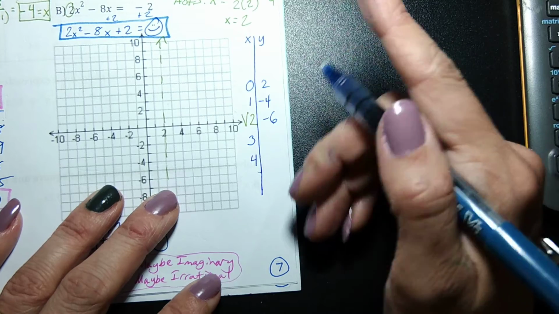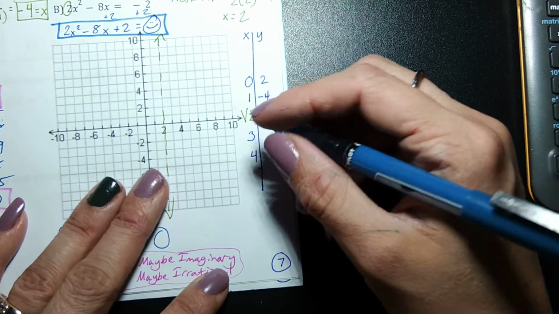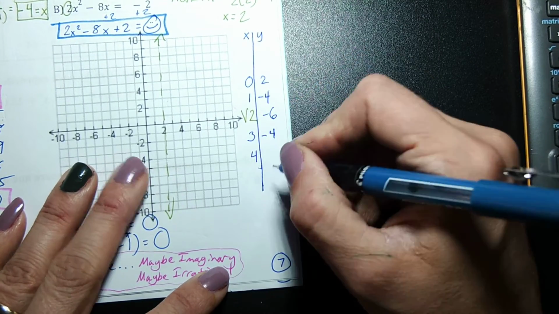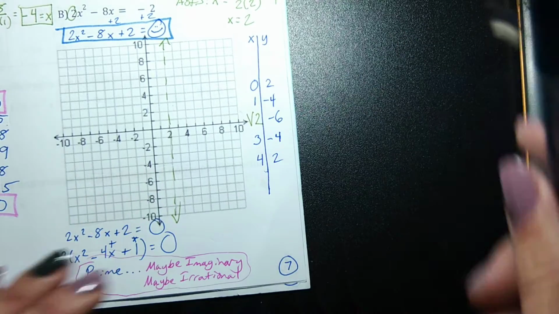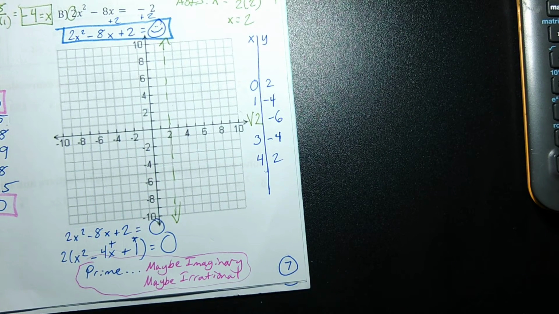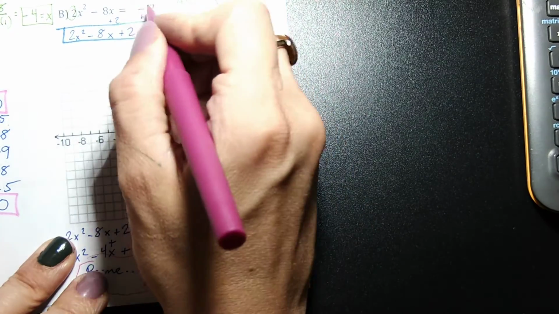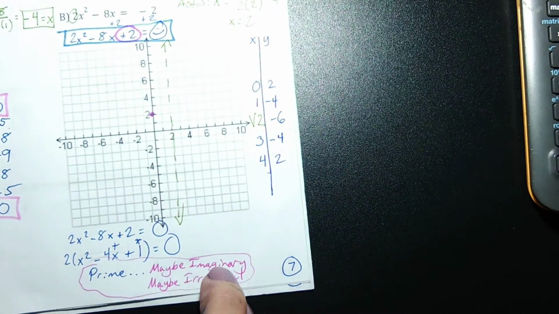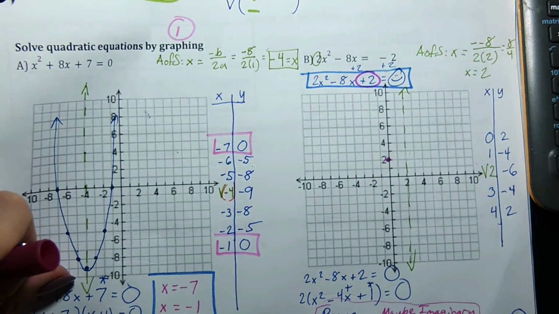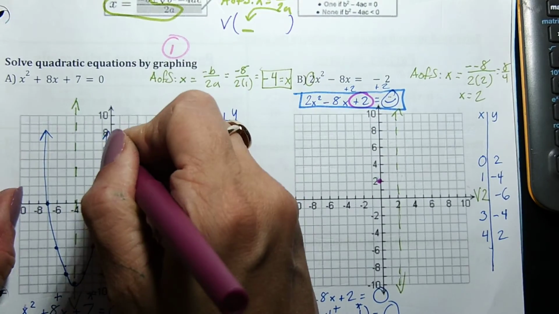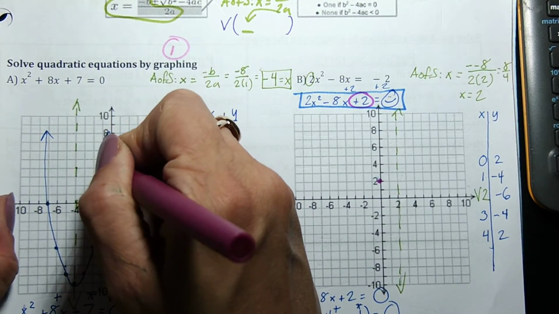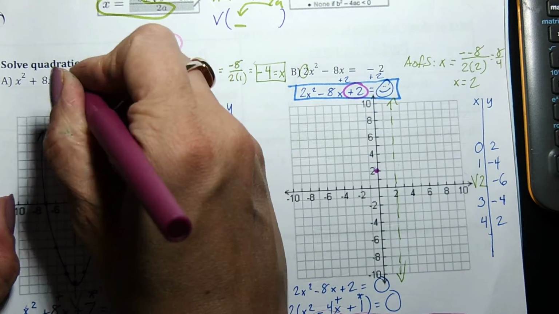Folks, is (0, 2) an x-intercept? What is that? That, my friends, is the y-intercept, which, notice, matches your c value. On this one, our y-intercept would have been right here, so maybe my graph's a little sloppy. It should have been going up through that point.